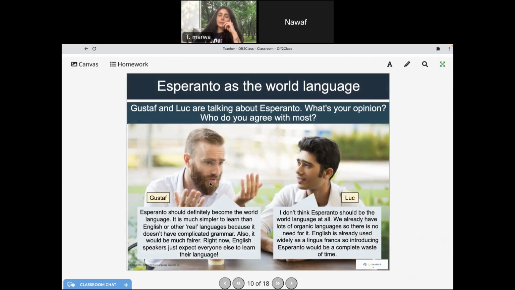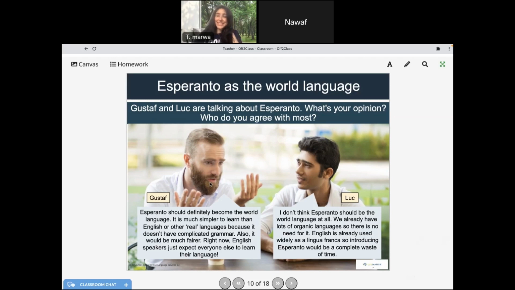Gustav: Esperanto should definitely become the world language. It is much simpler to learn than English or other real languages because it does not have complicated grammar. Also, it would be much fairer. Right now, English speakers just expect everyone else to learn their language.